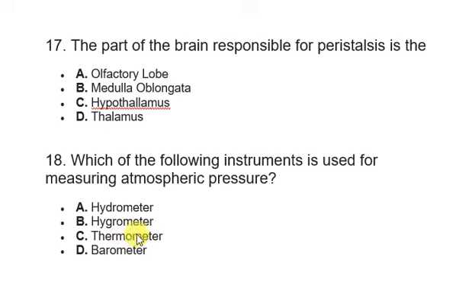A thermometer, as you already know, is used for measuring temperature. That's what it means by thermometer. So it is used for measuring the temperature of the body. So obviously it's not for atmospheric pressure. And the last option, barometer, which is correct. A barometer is the instrument used for measuring the atmospheric pressure.